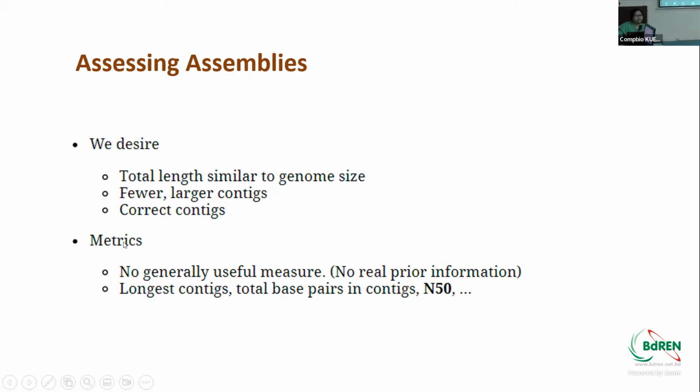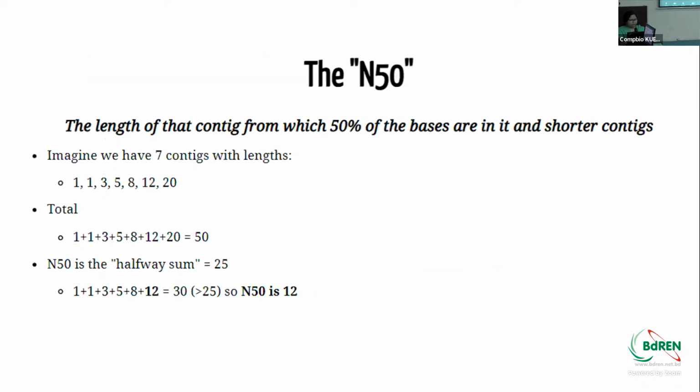For this, we use some metrics like N50. Have you heard the name N50? N50 is one of the metrics that can give us an idea of how good our assembly is. And there is also coverage. I will talk about this later also, that we can calculate the actual coverage of the genome.